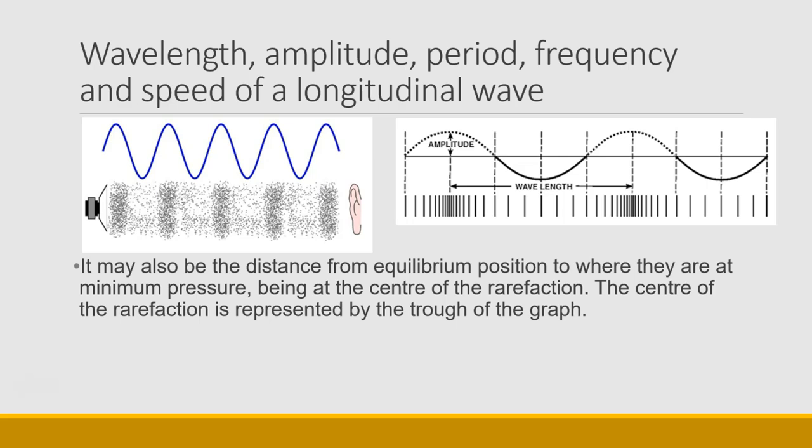The amplitude is also the distance from the equilibrium position to where the particles are at minimum pressure. That would be at the center of a rarefaction. The center of the rarefaction is represented by the trough of the graph.